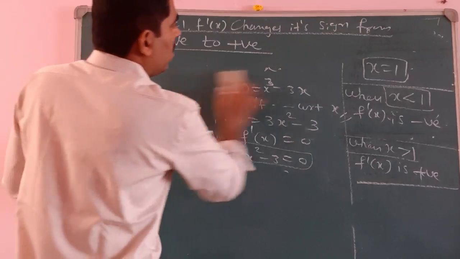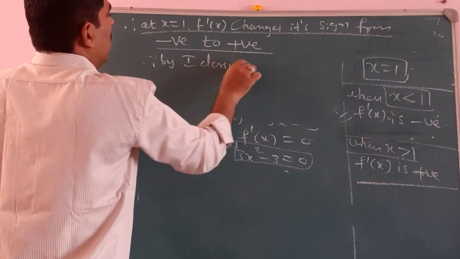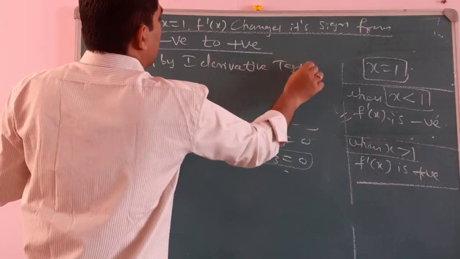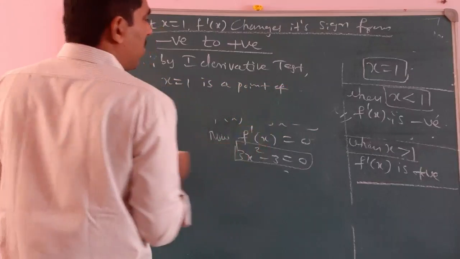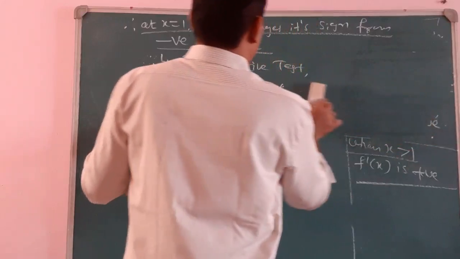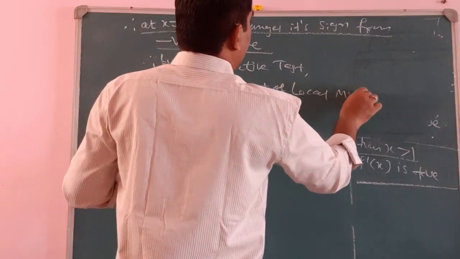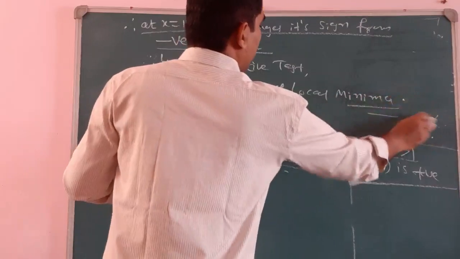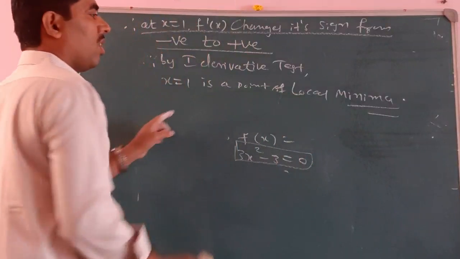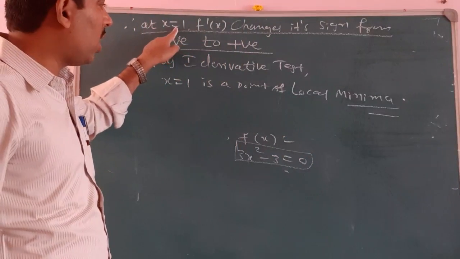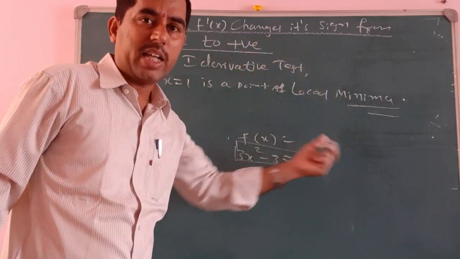So we can write, therefore, by first derivative test, x is equal to 1 is a point of local minima. I think it's clear. So this point is a point of local minima. Why? Because the derivative changes its sign from negative to positive, which we have calculated there.